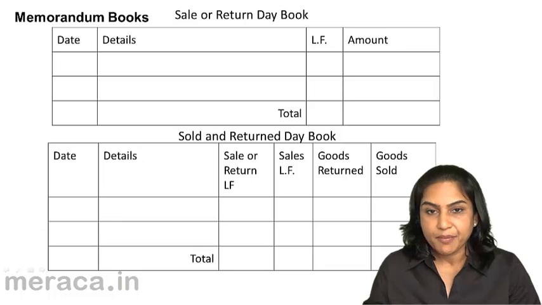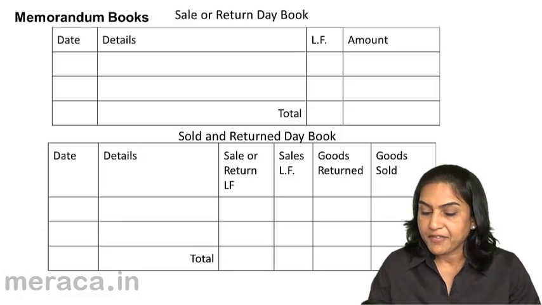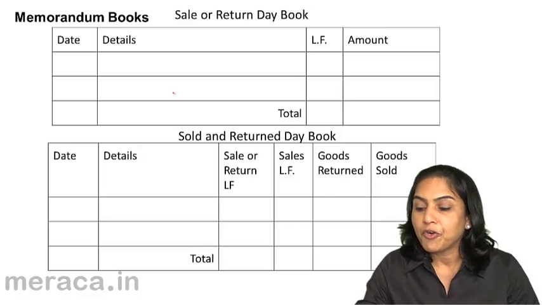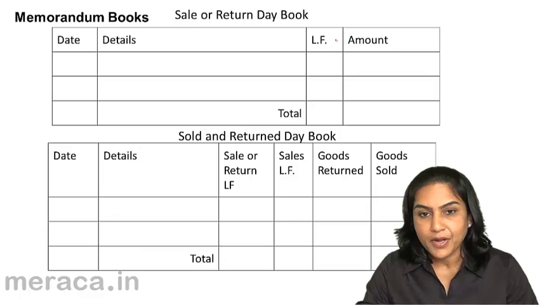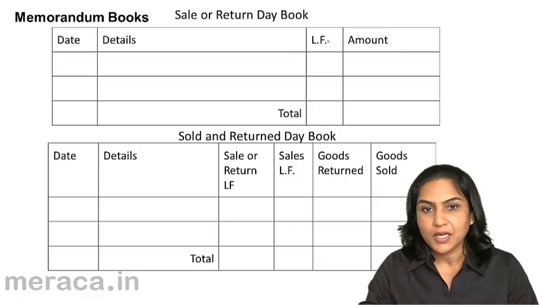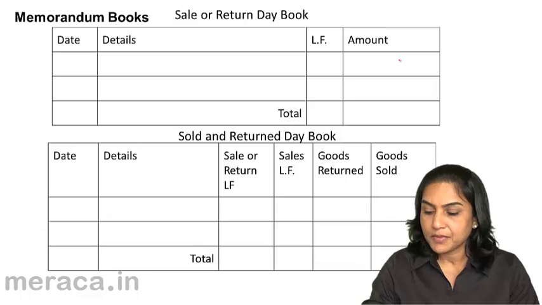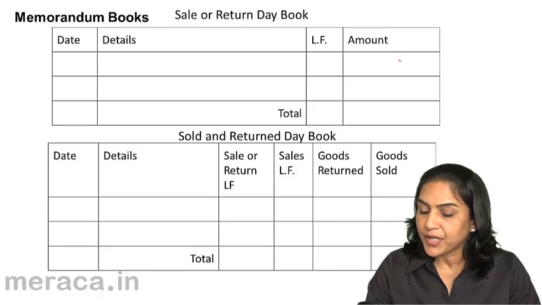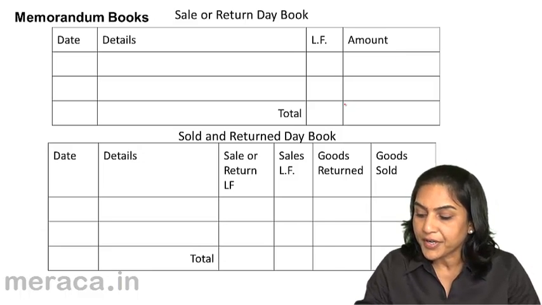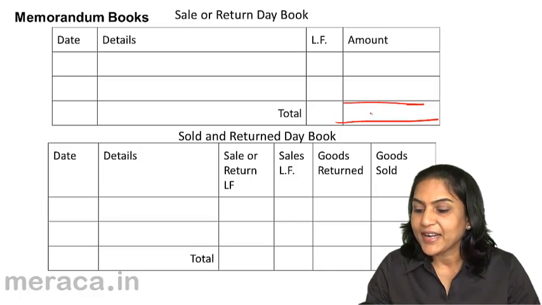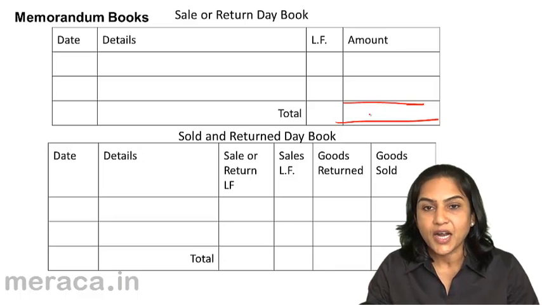The sale or return day book, this would be the format where we have a date, we have the details, the name of the customer, etc. A folio or the page number of the ledger account into which we would be posting transactions, and the amount. Similarly, the total that we get in the sale or return day book is taken to the credit of the total sale or return account.